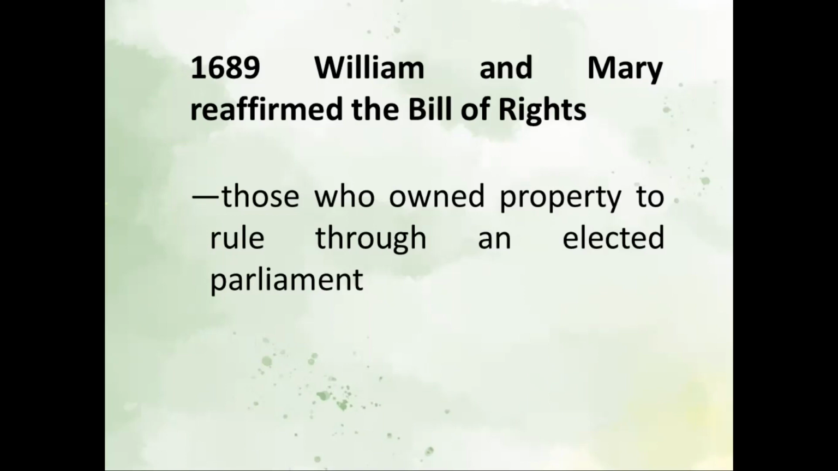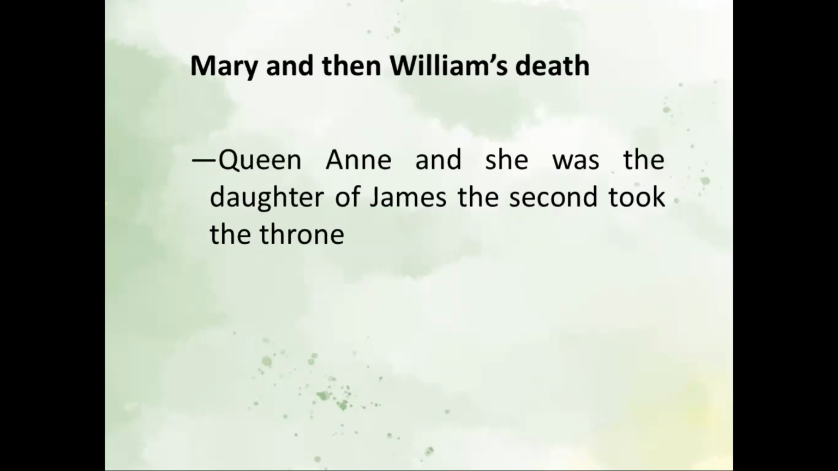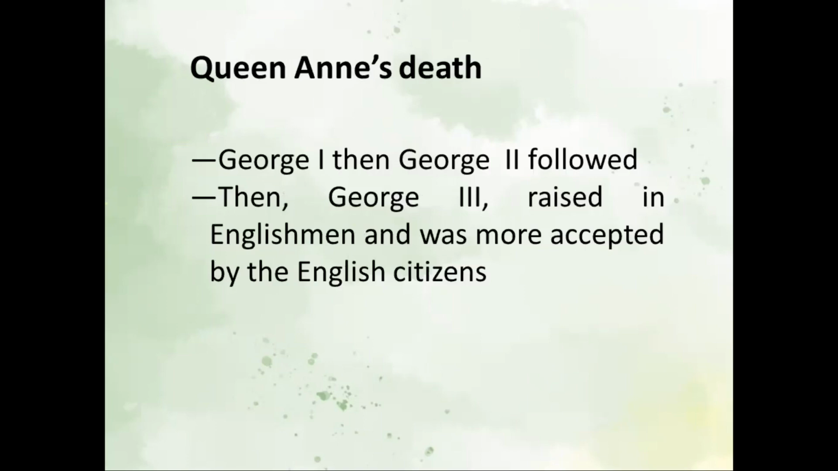So England now had the most representative government of the time period. And when Mary and then William died, the country's new queen took the throne. Okay, her name was Queen Anne, and she was the daughter of James II. Upon her death, she left no heir, so the throne passed to her cousin George I.